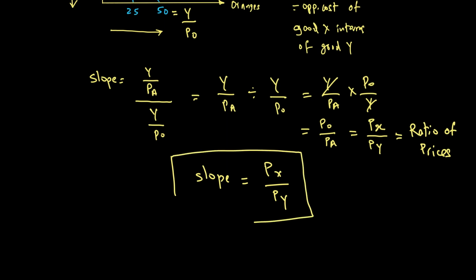Now in the next video, we will be discussing the various factors that can result in a shift of a budget line. And this shift can be a parallel shift or a non-parallel shift.